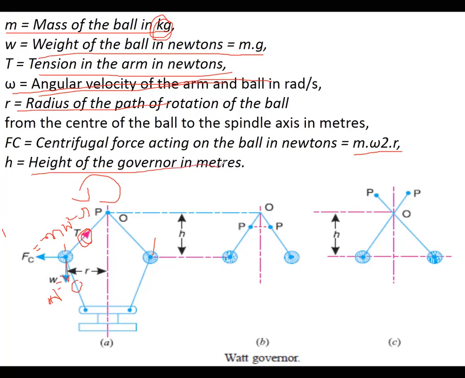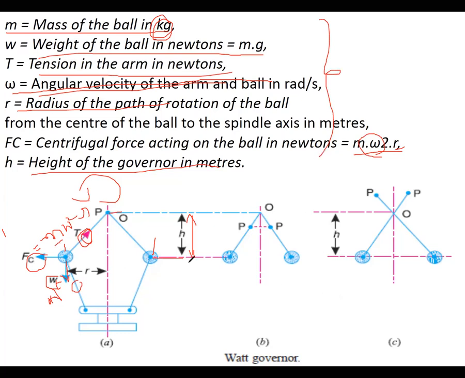h is the height of the governor. So from P to the center of the ball, it is h. So these are the parameters. First parameter is the mass of the ball, which is converted into weight of the ball. Next, centrifugal force Fc is equal to m omega square r, where m is mass, omega is angular velocity, r is radius. This is the radius. This one is the pivot. This one is the tension on the swing.